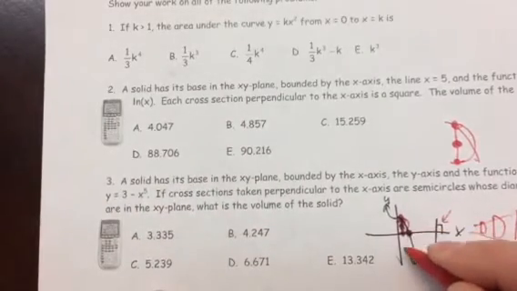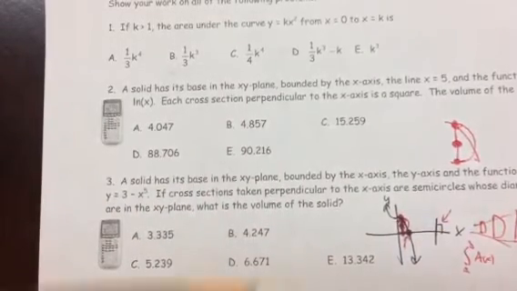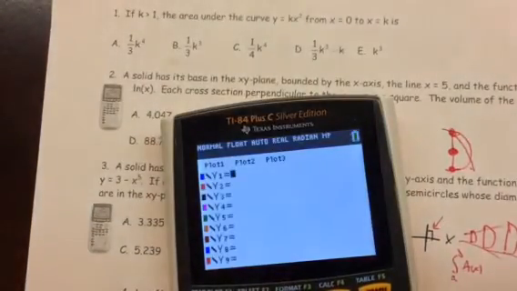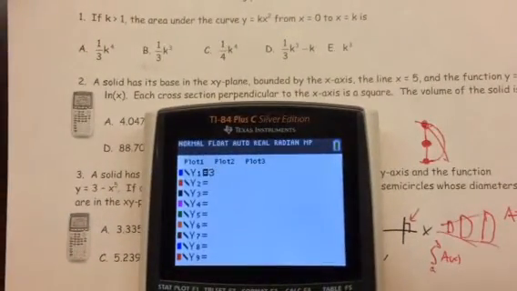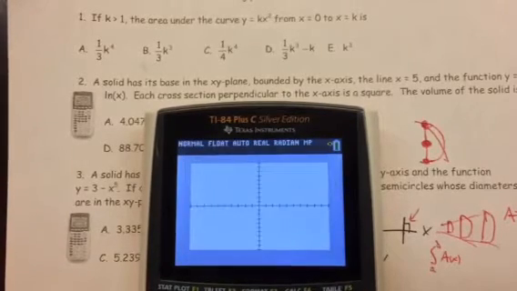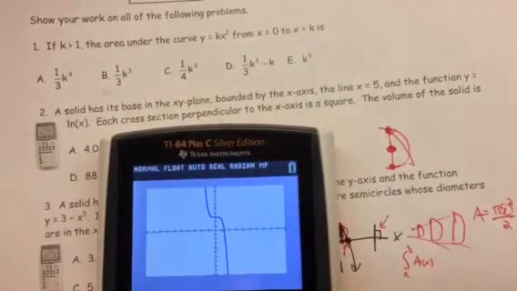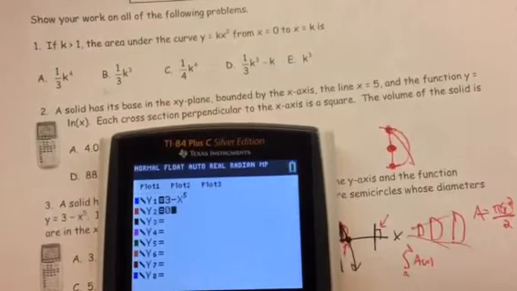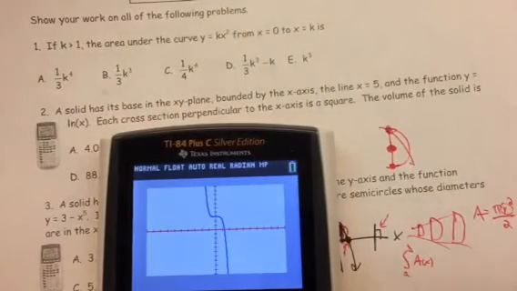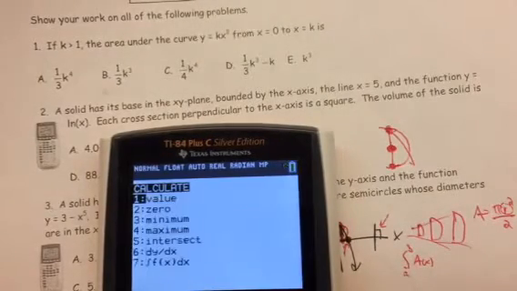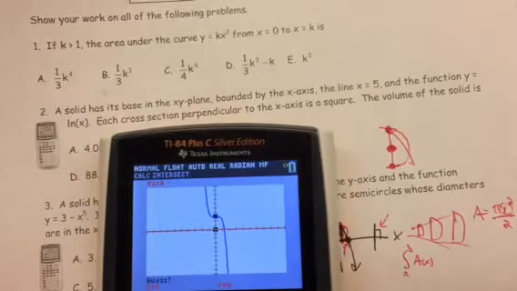And so the first thing we need to do is find where this point of intersection with the x-axis is. So here's what we're going to do. We're going to put y equals 3 minus x to the 5th, and we're going to graph it. Kind of an ugly graph, but that's what it is. It's kind of what we said it was going to look like here. We need to find this intersection. So I'm going to put y equals 0 in there so I can find that intersection. Second calc, intersect, enter, enter, enter.